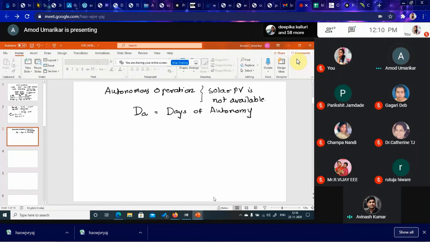Once the days of autonomy are over, or assuming that they continue 2-3 days continuously, the battery is supplying the load. Now let's say the solar PV is again available. We have to recharge the battery to be ready for night load, as well as the next days of autonomy if it appears. So this is called days of recharge.